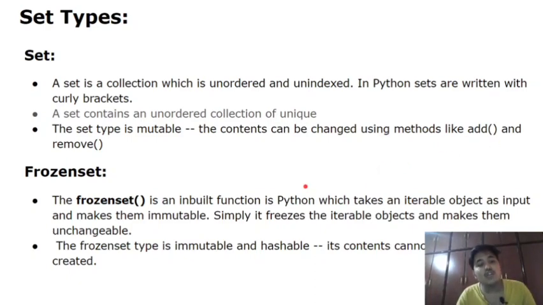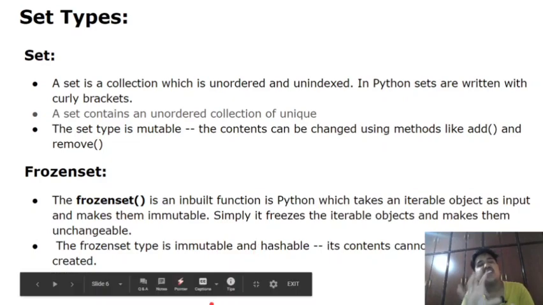Now coming to frozenset. This is a built-in function available in Python which takes an iterable object as input and makes it immutable. It freezes the iterable object and makes it unchangeable. It takes a sequence type, which means either a list or tuple or a set, and converts it into an immutable type, which cannot be changed. Since it is immutable in nature, we cannot alter it.